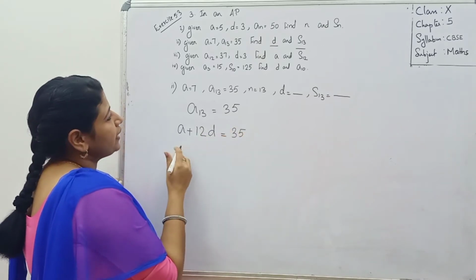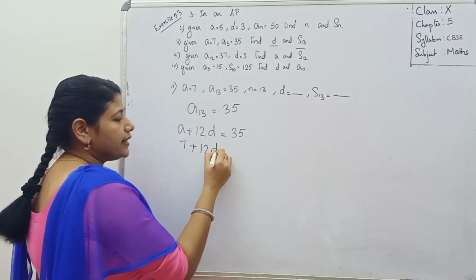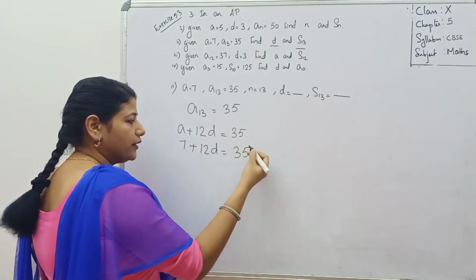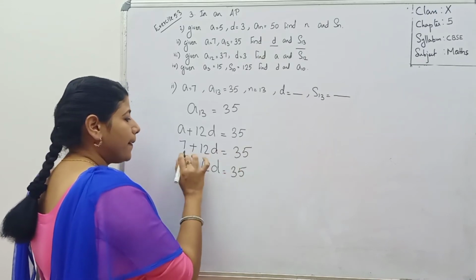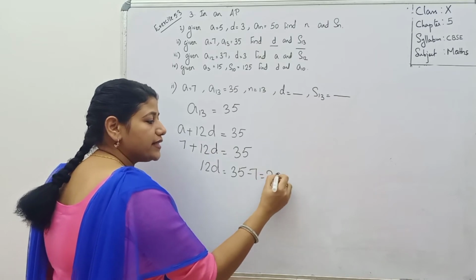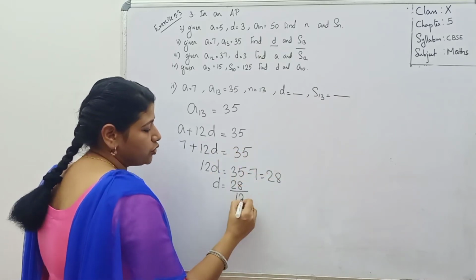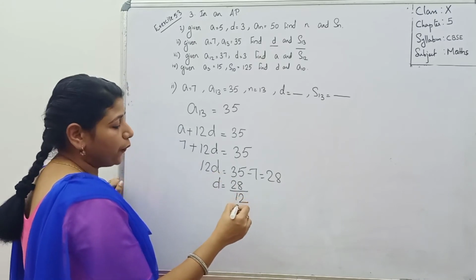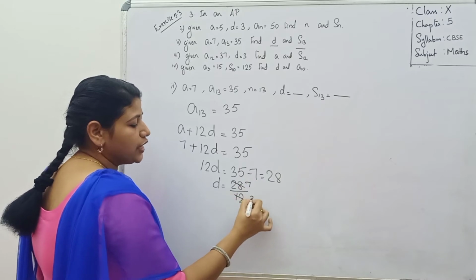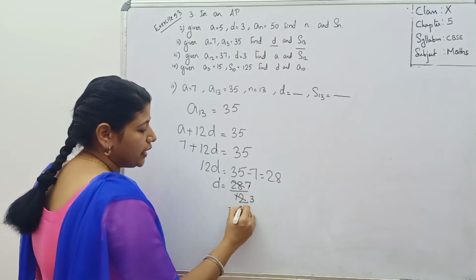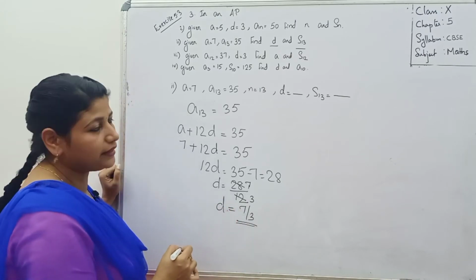Okay. Now we can substitute a as 7 plus 12d equal to 35. That means 12d equal to this 35 minus 7, which is equal to 28. So d equal to 28 by 12. We can just cancel with 4. Then it will be 7 into 4 is 28 and 3 into 4 is 12. So d equal to 7 by 3. Okay. So the common difference is 7 by 3.